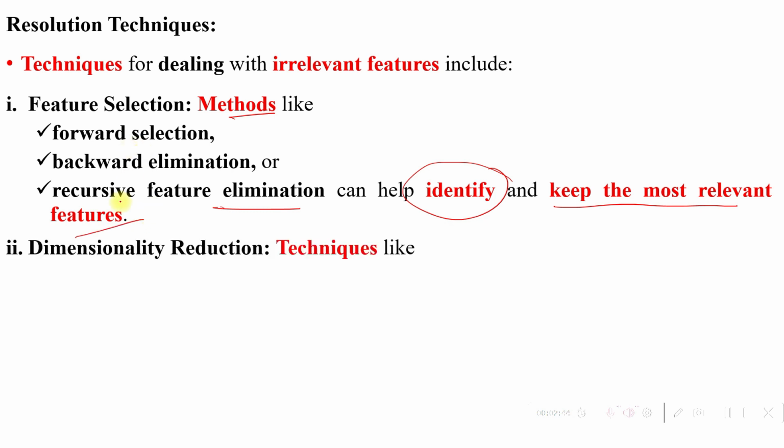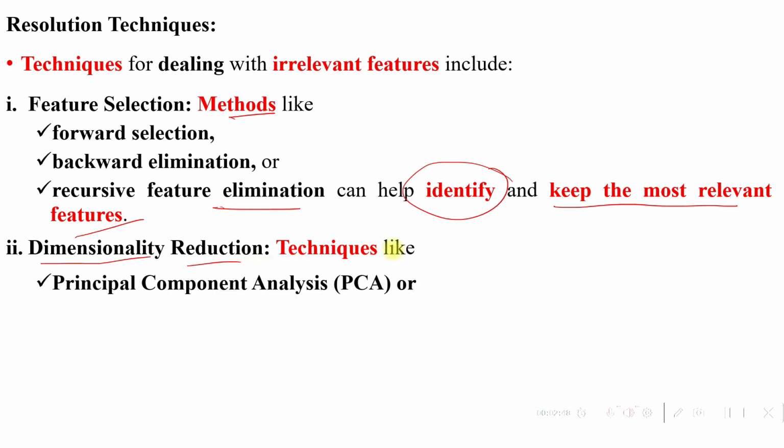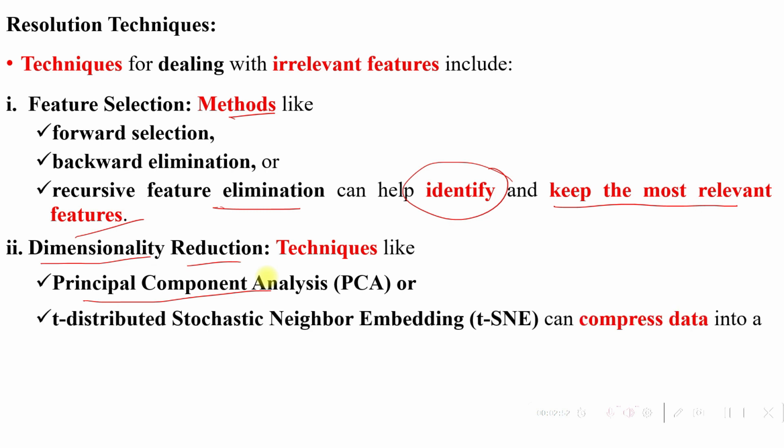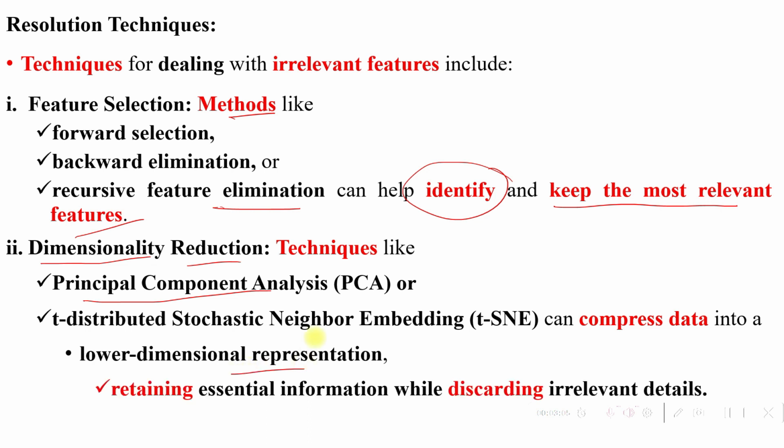The second approach is dimensionality reduction. Techniques like principal component analysis or t-distributed stochastic neighbor embedding, t-SNE, can compress the data into a lower dimensional representation and retain the essential information while discarding the irrelevant features in the dataset.